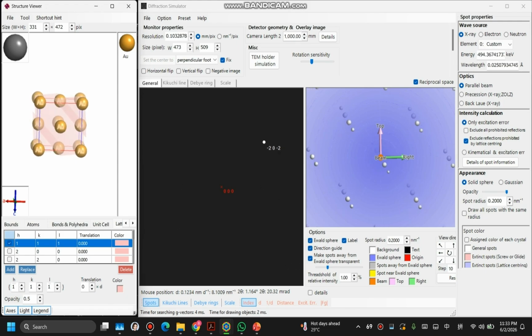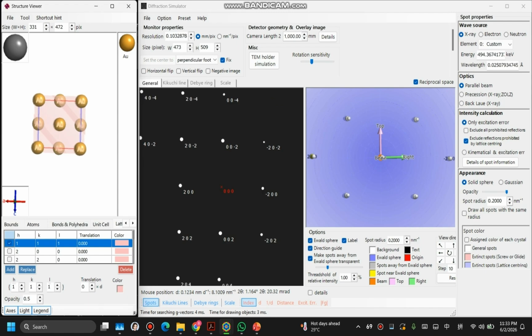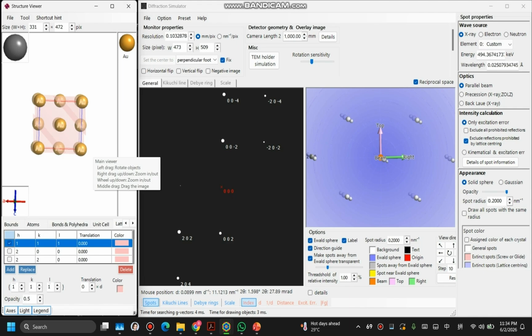We can see here that when we turn the cubic crystal, the right side screen shows the pattern diffracted out. But what we see is not face-centered cubic, it is body-centered cubic. So this also proves that FCC's reciprocal is BCC.